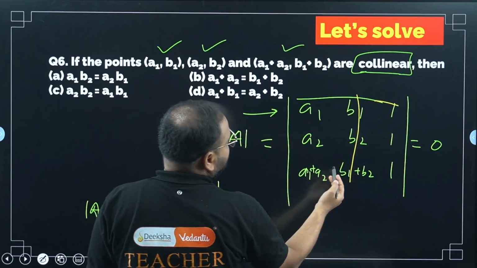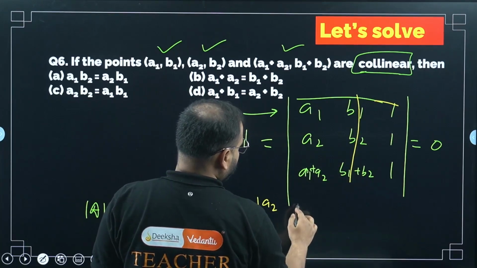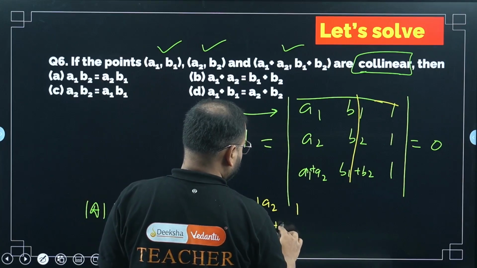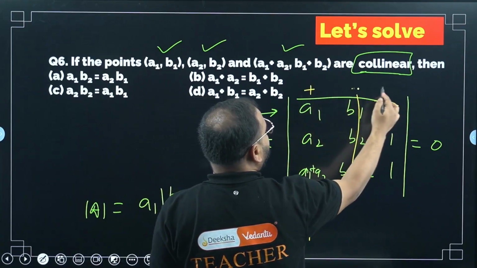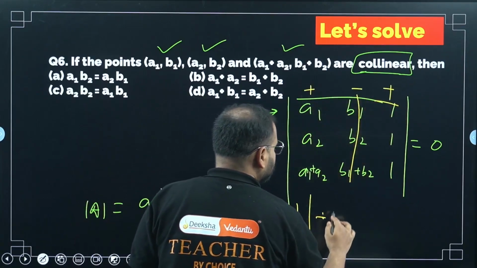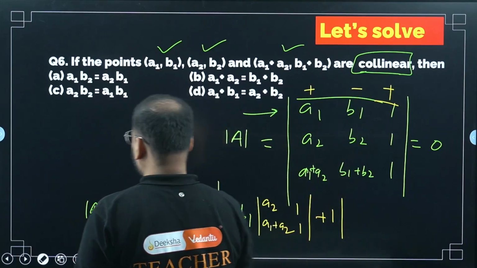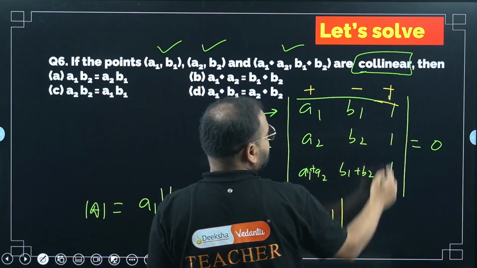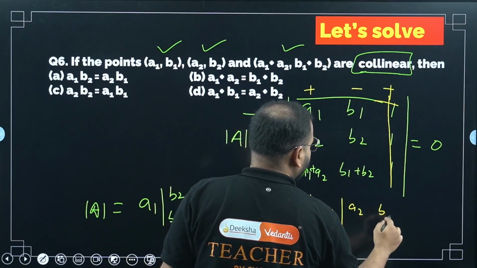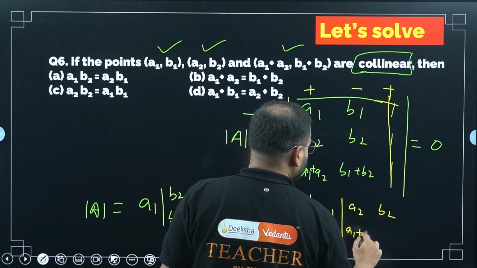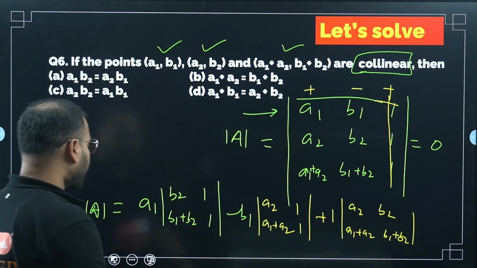So minus B1. What is left now? A2, 1 and A1 plus A2, and this is 1. Now the last will be positive. I have taught you this: plus, minus, plus, so the last is positive. So again plus 1 times of, what is it? I have to cancel the third column now. What is left now? A2, B2 and A1 plus A2, B1 plus B2, simply in the matrix form.